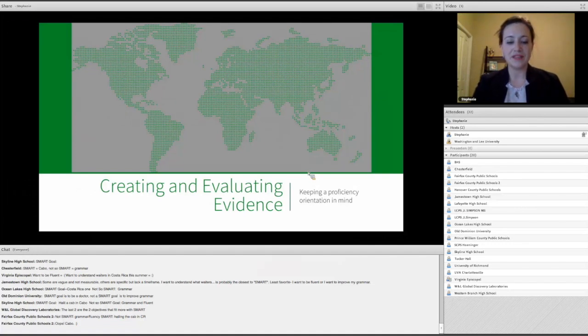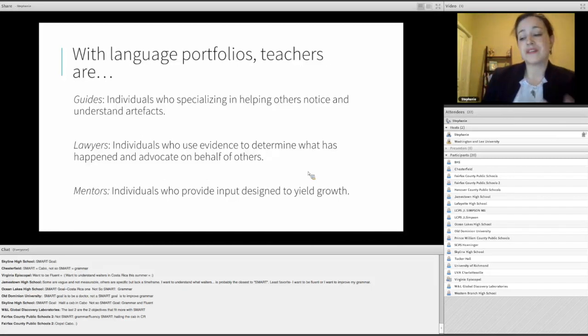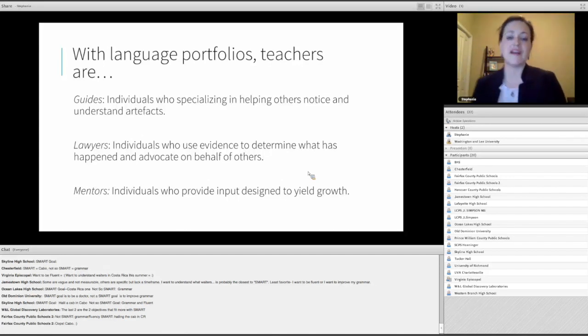So our next step is creating and evaluating evidence. With language portfolios, teachers, we should really think of ourselves as guides more than anything. We specialize in helping others to notice and understand artifacts. In this case, it's the work that they've created, but help them notice what's great about it, what could be improved about it, and to understand that it's there. In some ways, we're lawyers in the sense that we advocate on behalf of our students. We use their evidence to create our case. And lastly, we're mentors. We provide input designed to yield growth.